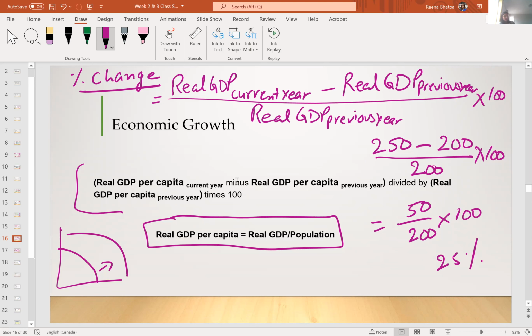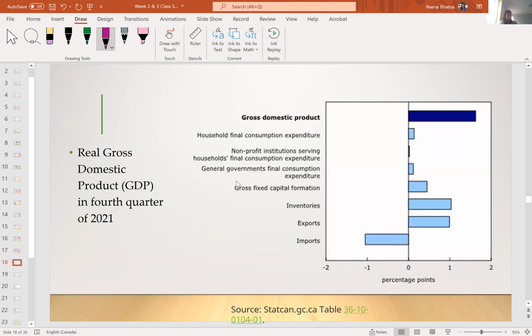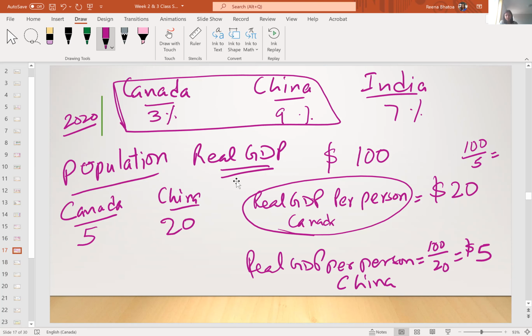Okay, so I gave you the examples, calculation and everything. Next, you are going to calculate real GDP and real GDP per capita and then growth rate. Okay, so I will share the document. You will work on it for 10 minutes, and after that we will have a break, and after the break we will discuss the answers.